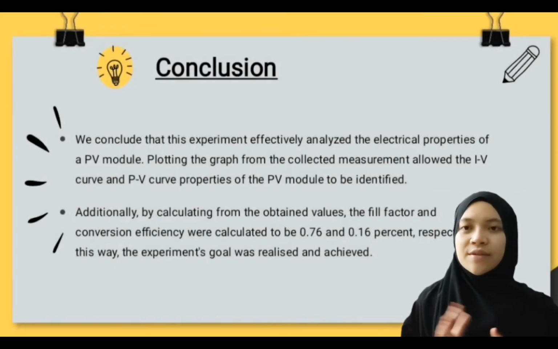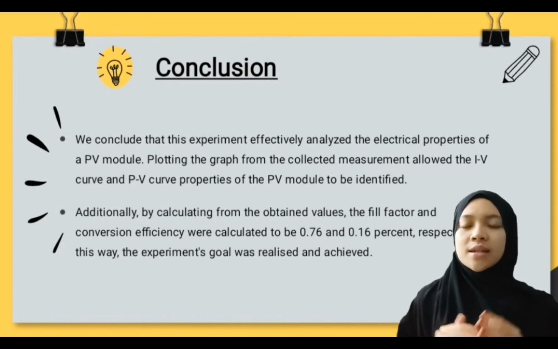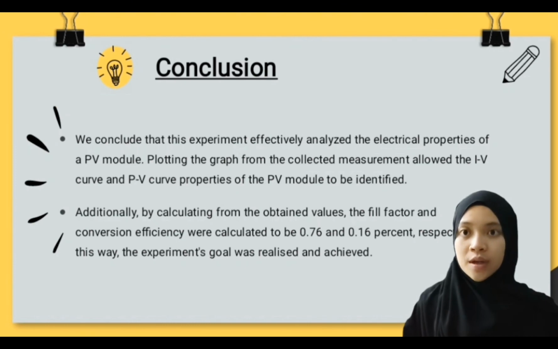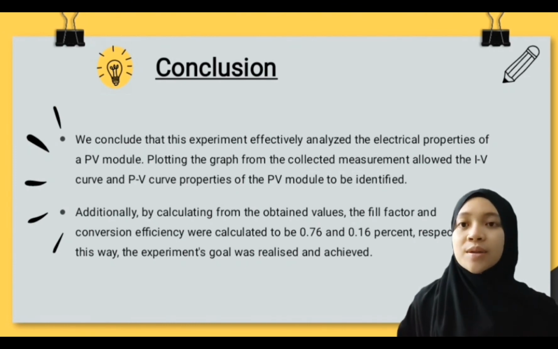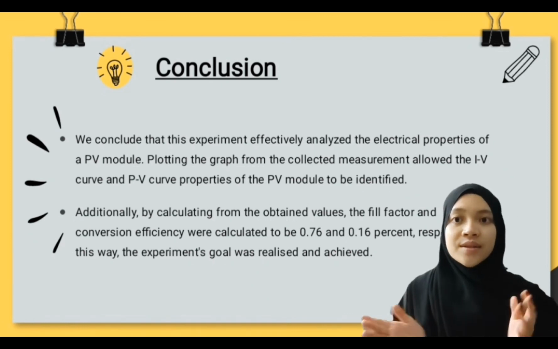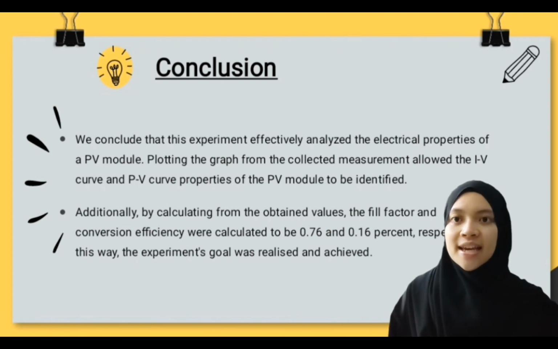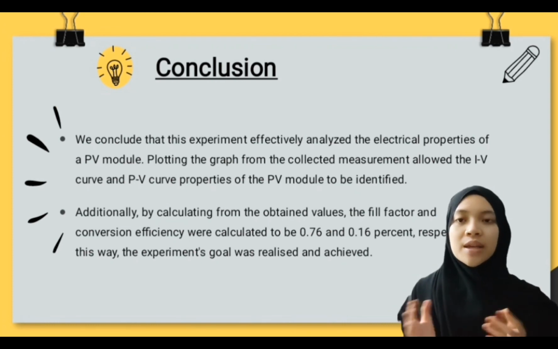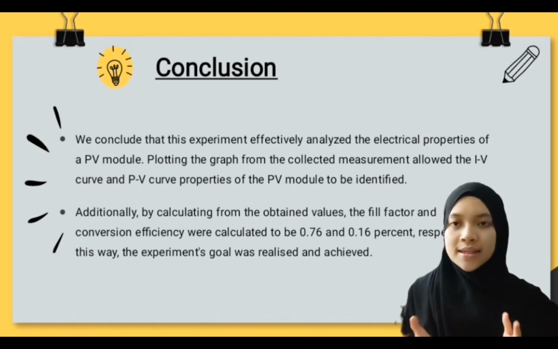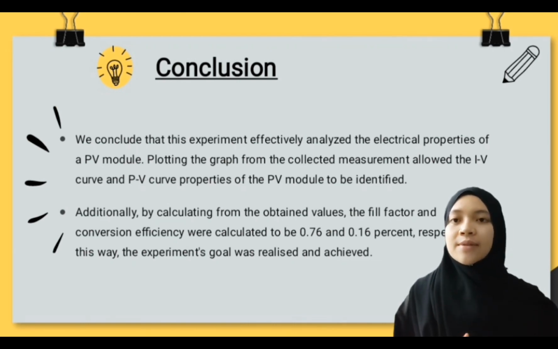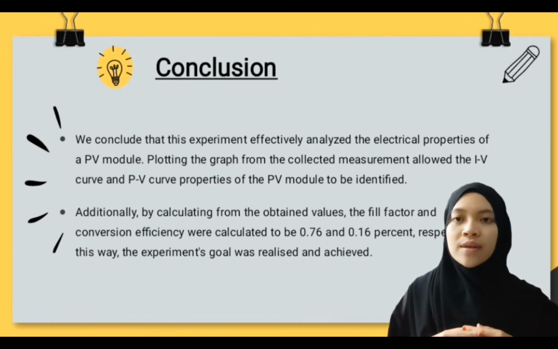Okay, last but not least, we can conclude that in this experiment, the electrical characteristics of the PV module were successfully investigated. Both the IV curve and PV curve characteristics of the PV module were determined by plotting the graph from the measurements obtained. In addition, the fill factor and efficiency were determined to be 0.687 and 15.99% respectively by calculating from the obtained values. Thus, the objective of the experiment was realized and accomplished. And finally, the experiment should be carried out with attention to avoid errors.